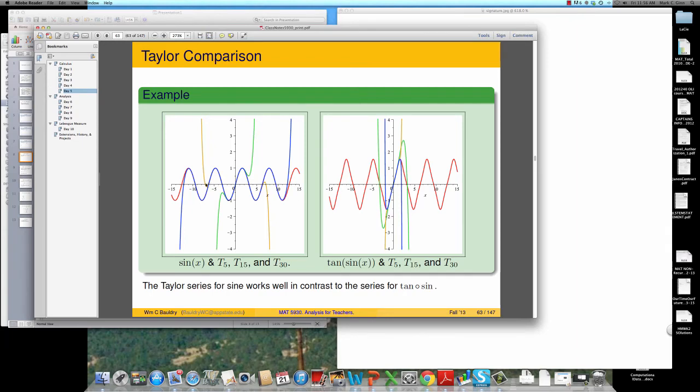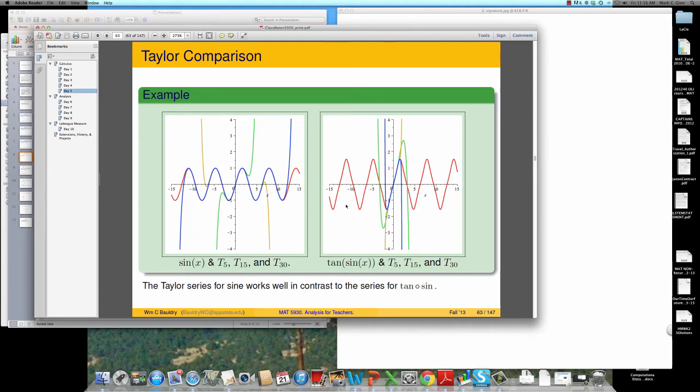This gold one is the 15th degree Taylor polynomial. So now we're picking up even more of the function, so it's right on it through there. And then the blue one is the 30th degree Taylor polynomial. As you see, as we take higher and higher powers, the polynomial stays really close to the function for a longer period of time.